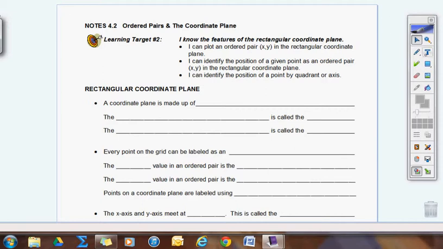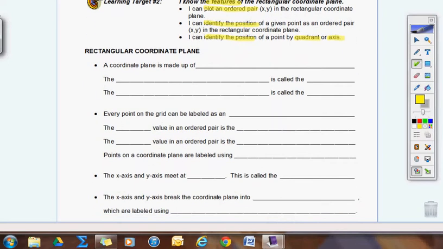This is just dealing with ordered pairs and the coordinate plane, and the learning target is to know features of the rectangular coordinate plane, being able to plot an ordered pair, being able to identify the position of a given point as an ordered pair, and then being able to identify the position by the quadrant or axis that it lies in or on. Okay, so let's first get to the idea of the rectangular coordinate plane.